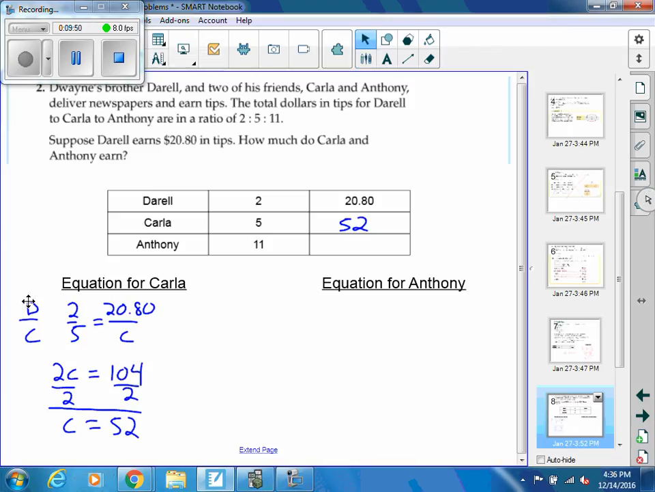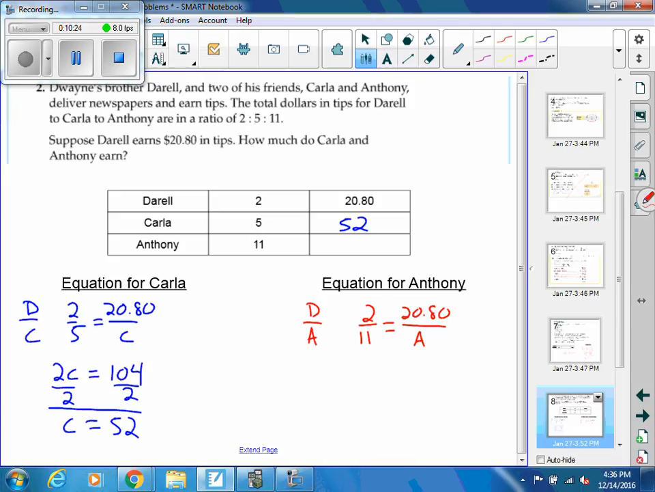All right, now for Anthony, I'm still going to use Daryl here. So I'm going to write this ratio. I'm going to take Daryl's information over Anthony's information. Again, Daryl made $2 in tips for every 11 that Anthony made. And I know that Daryl made $20.80 in tips. Okay, I need to figure out how much Anthony's going to make.